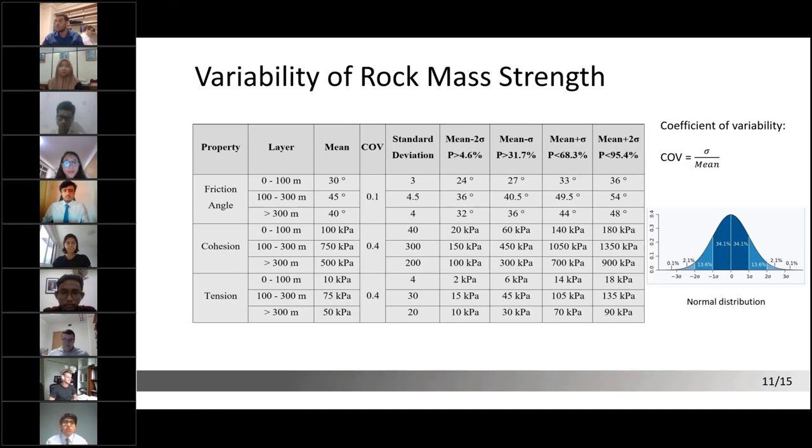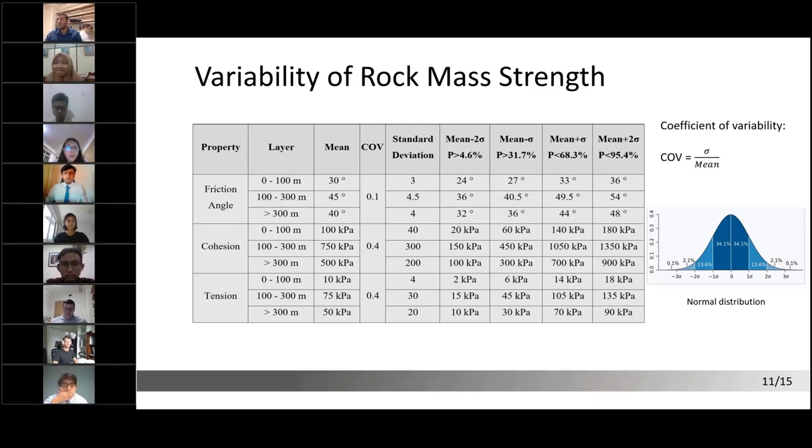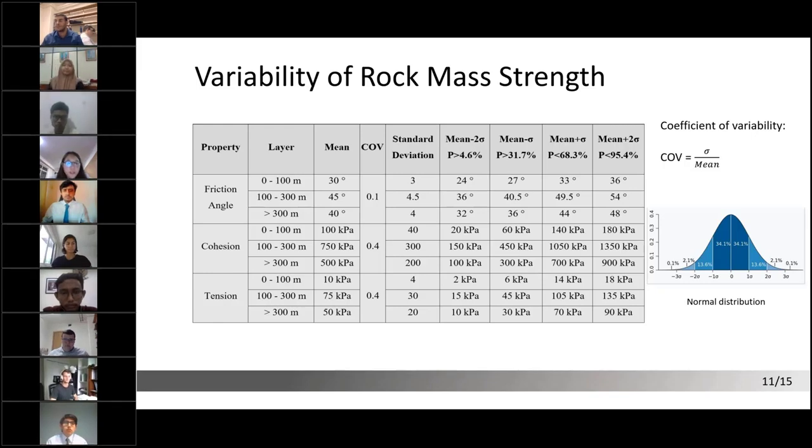The standard deviation for friction, cohesion, and tension at each layer was calculated. Based on the normal distribution, there is about a 36.6% possibility that the values lie between the mean minus one standard deviation and the mean plus one standard deviation. And there is about a 90.8% possibility that values lie between the mean minus two standard deviations and the mean plus two standard deviations. The values calculated by this method are used for the sensitivity analysis.